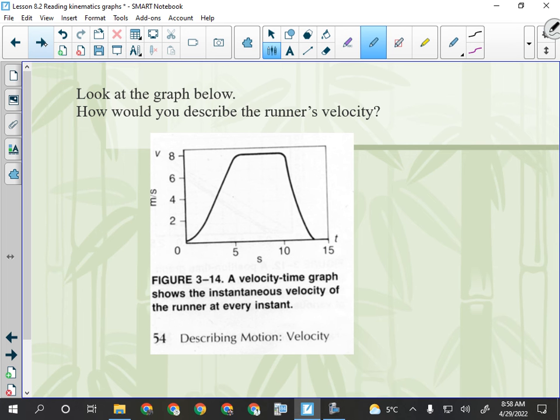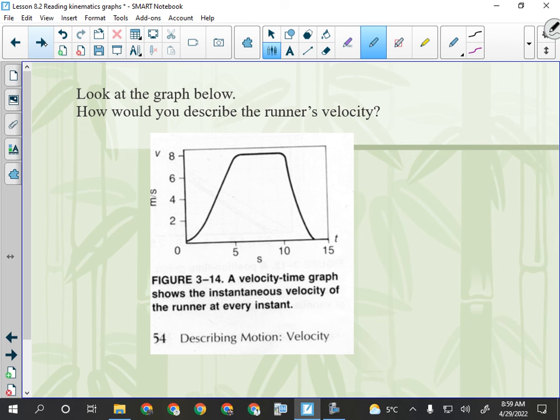This is a graph of a person running. It's a velocity versus time graph. What is the person doing here? They're what? Okay, they're accelerating at a constant rate.